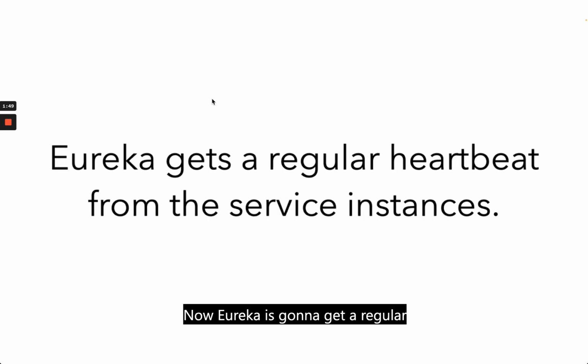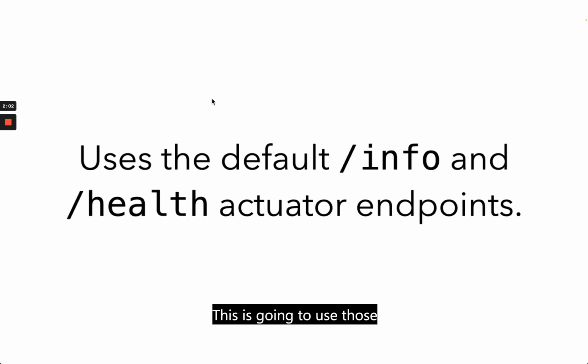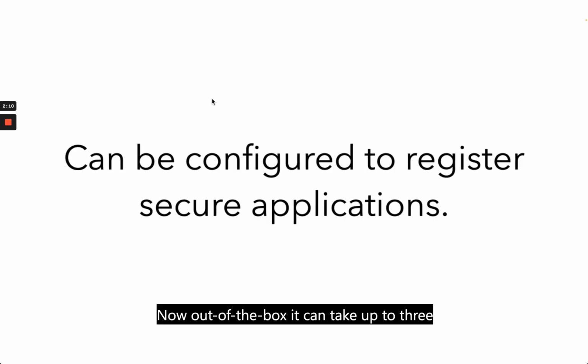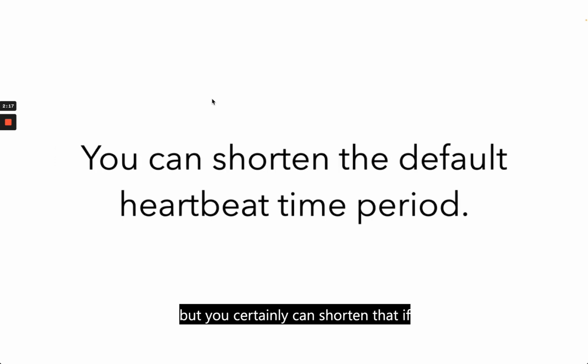Now, Eureka is going to get a regular heartbeat from those service instances. Unsurprisingly, if the heartbeat fails, it's going to remove it from the registry because there's no point in even calling it at that stage. This is going to use those default info and health actuator endpoints we talked about earlier. See how this builds upon itself. And of course, this can all be configured to be secure. Now, out of the box, it can take up to 3 heartbeats to get everyone on the same page, but you certainly can shorten that if that is what you need for your situation.